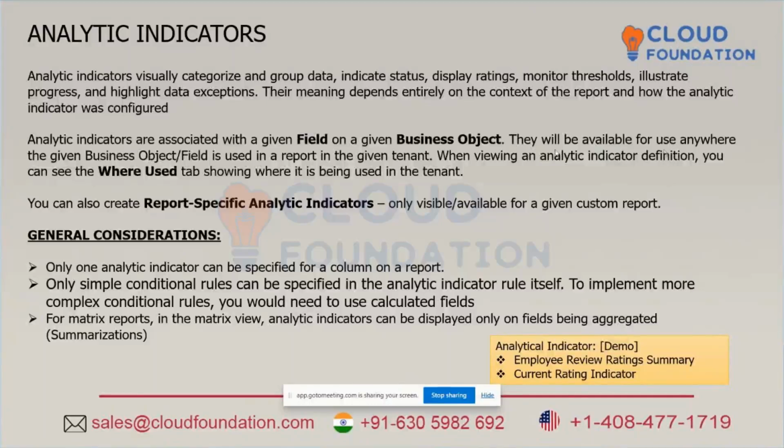So you can also create a report specific analytical indicator, which will only be visible for a given custom report. Other users cannot use that, and only in that specific report can you use that analytical indicator. So there are two methods, right? One, you can restrict it within the report, or you can use it in multiple reports. Like when you create a calculated field, you can create a report specific calculated field, or you can create one usable across all reports, like across the tenant.